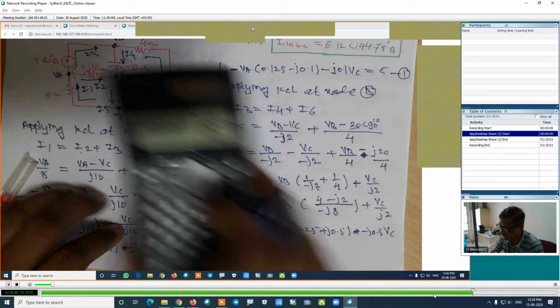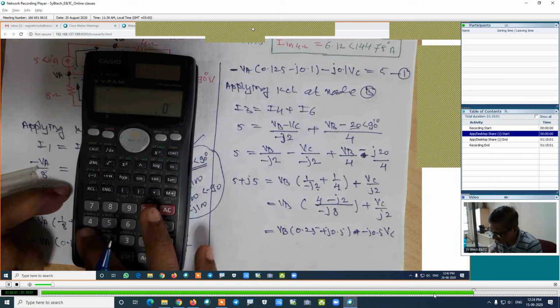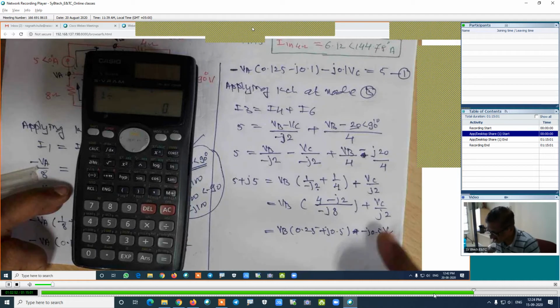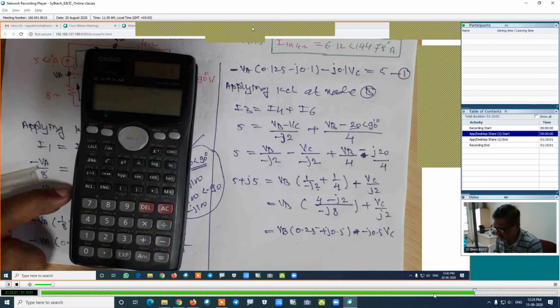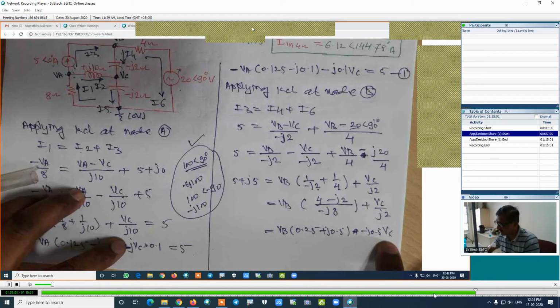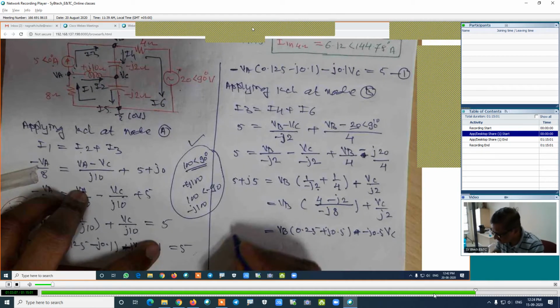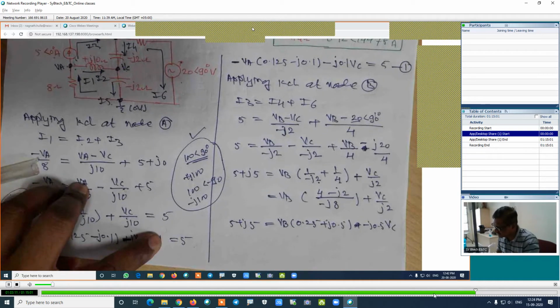Otherwise you can do the calculation by using the calculator, which is complex number 1 divided by, this is j2, 1 divided by bracket start 2i. This is 2i. Close the bracket. Put is equal to sign, minus 0.5i. This is minus 0.5i into VC, and this is equal to 5 plus j5. This calculation, is it right?